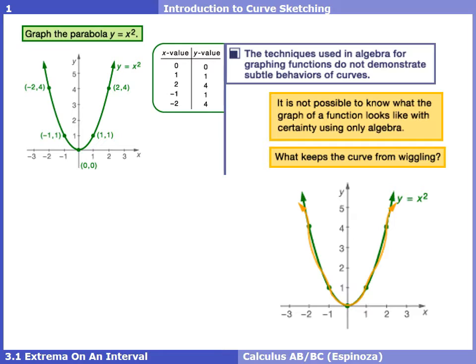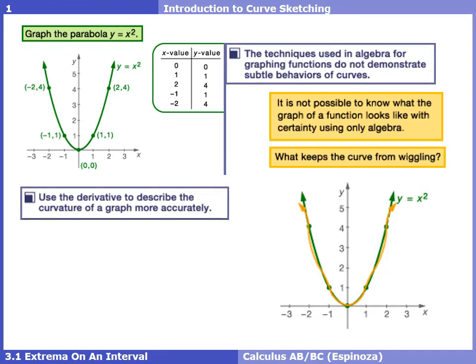So here's the question that's going to drive us to understanding why curves act the way they do: what keeps parabolas from wiggling between points? In other words, why do we always draw the shape of a parabola the way we're used to? Why don't we ever, in between points, make it wiggle back and forth? That's going to drive some of this chapter in terms of what we're going to look at.